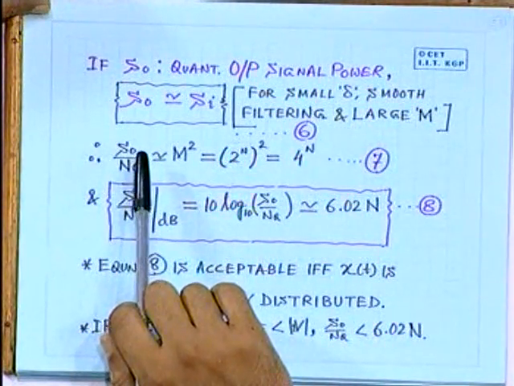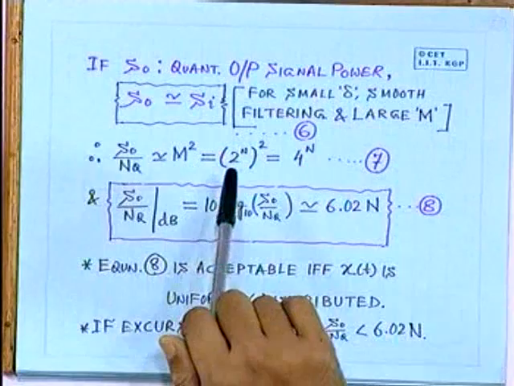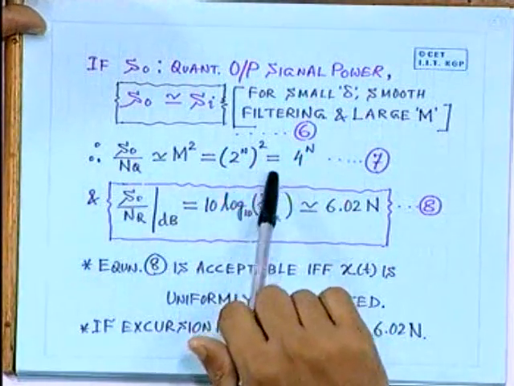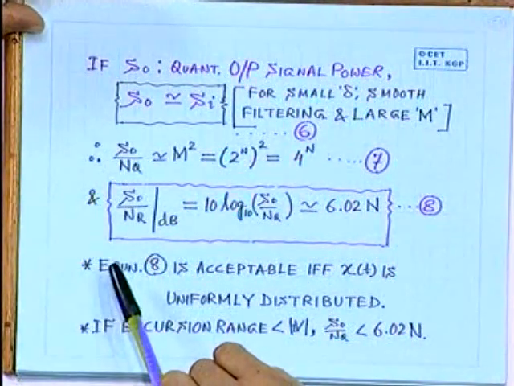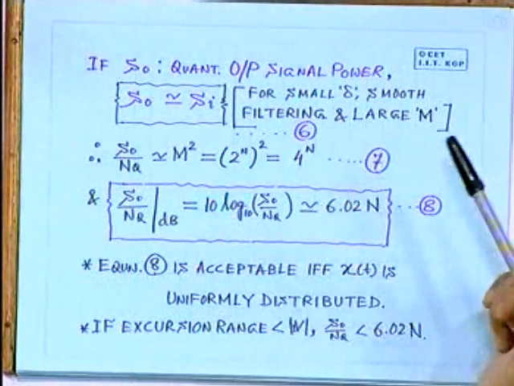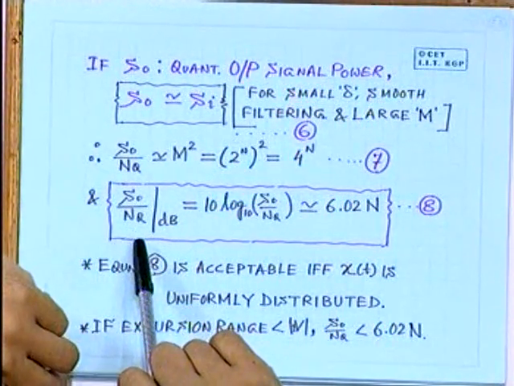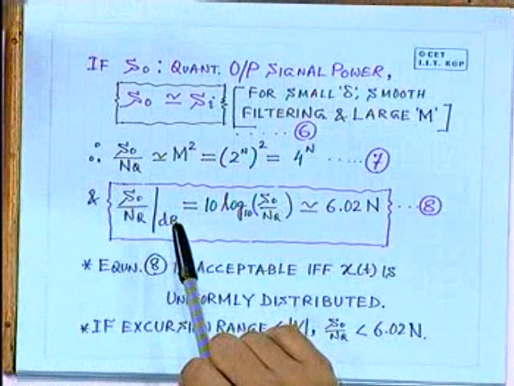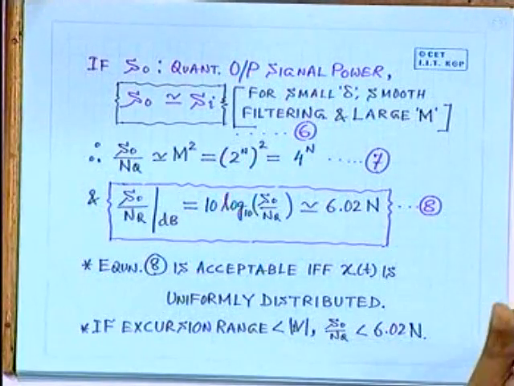So S naught by NQ again is approximately equal to m squared, and now bringing in the parameter n, the number of bits used for representing each sample after quantization, S naught by NQ is 4 to the power n, numerically. This kind of ratio of signal and noise power, as you know, we usually express in dB, decibel. So in dB, the signal to quantization noise ratio, where the signal power and the quantization noise power are both assessed at the output of the quantizer, comes out to be 6.02 n, or approximately 6 n. Is it simple to remember?